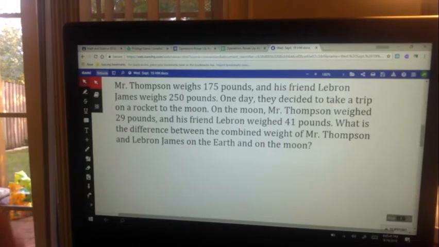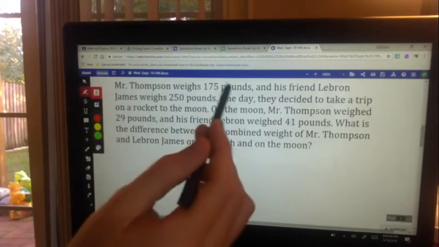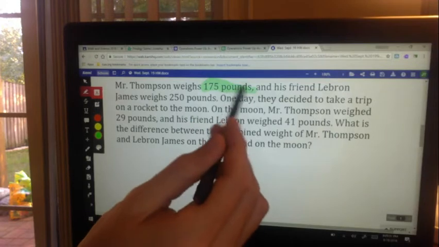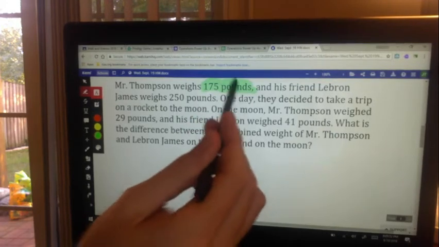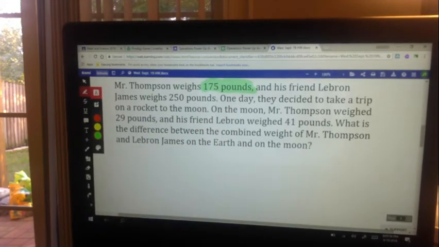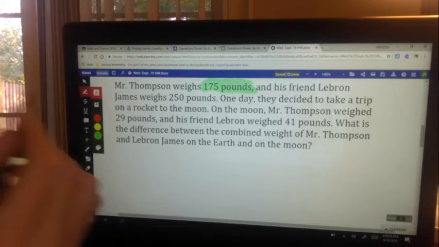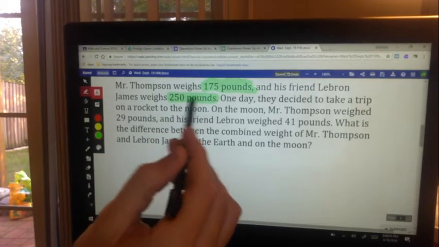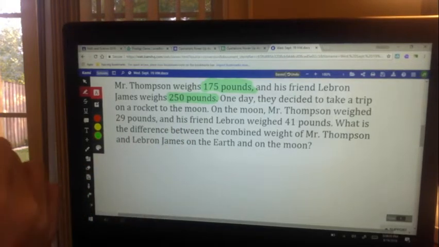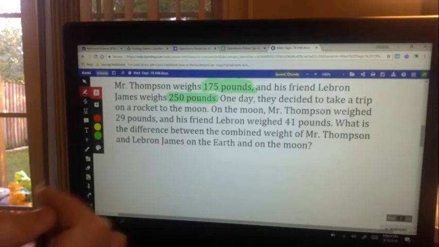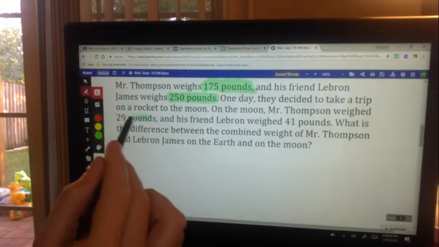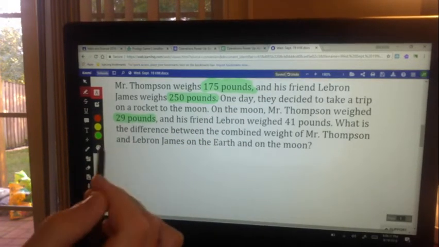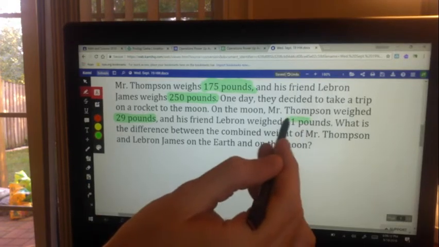Mr. Thompson weighs, and I'm going to highlight again, 175 pounds. It's about accurate. And his friend, LeBron James, that's my friend, weighs 250 pounds. He's a little bigger than me. He's a lot taller than me. One day they decided to take a trip on a rocket to the moon. On the moon, Mr. Thompson weighed 29 pounds, and his friend LeBron weighed 41 pounds.